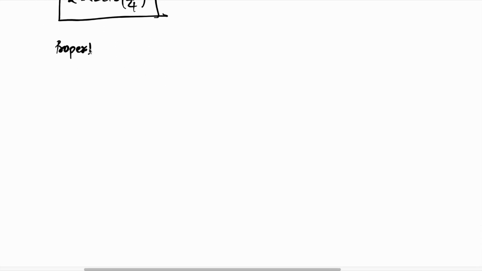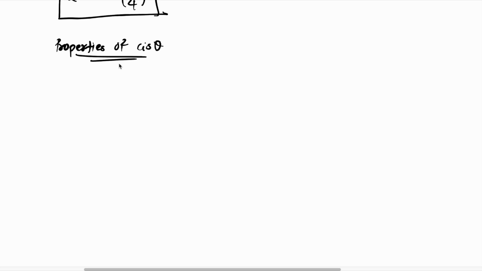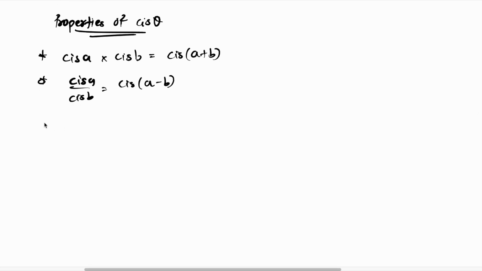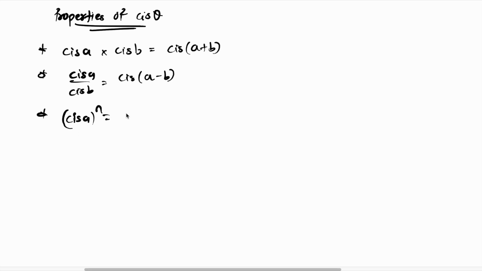Properties of cis theta. So the first property is the multiplication property. If I have cis A into cis B, that is nothing but cis A plus B. Second, which is division, cis A upon cis B, which is cis A minus B. And the third property is that if I have cis A raised to some real number n, it will give me cis n times A.